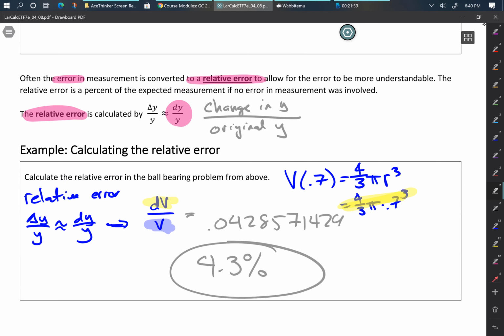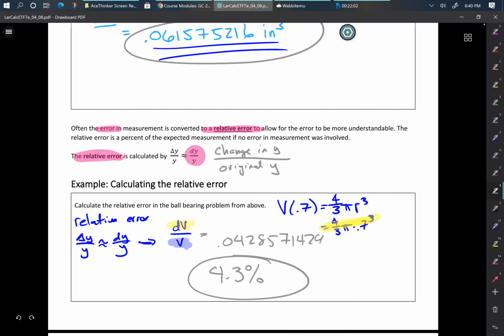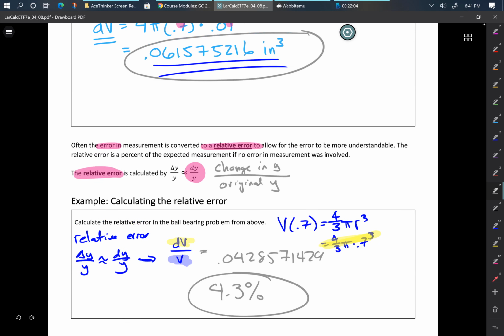But to me, 4.3% means so much more than 0.061575216 cubic inches. I can actually look at this and say, okay, 4%. I can either accept or I can not accept a 4% error.